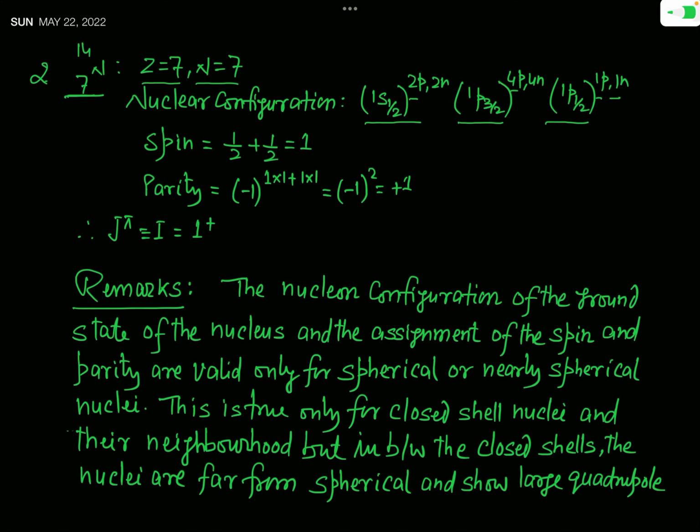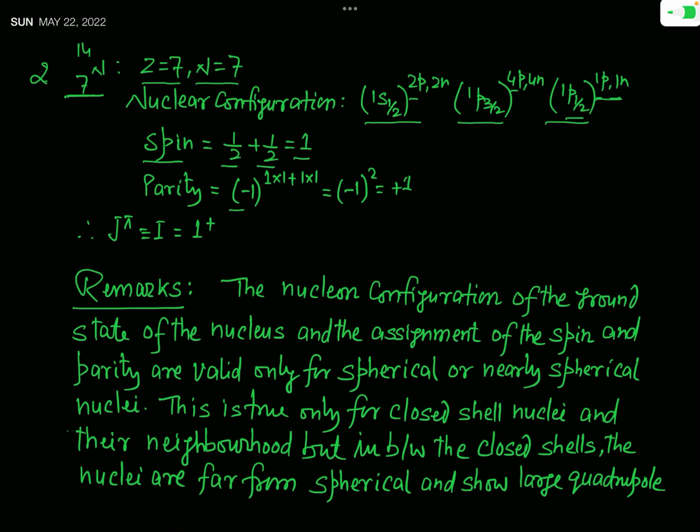As the rule says, to find the spin, you have to add the j values of the last nucleons present in this last subshell. And the j value in the last subshell is 1/2. So spin will be what? This will be 1/2 plus 1/2, as the rule says, and that will be equal to 1. And now we will find the parity.